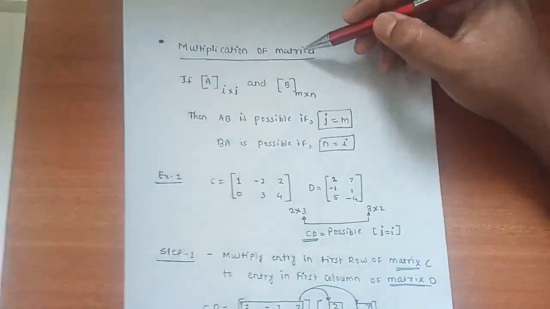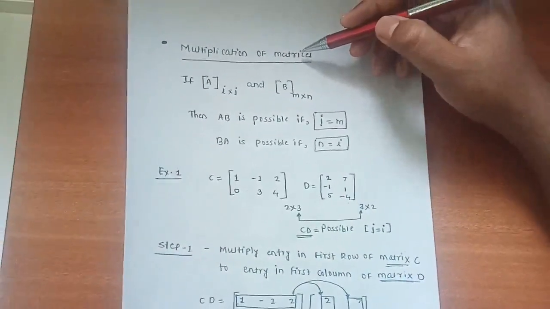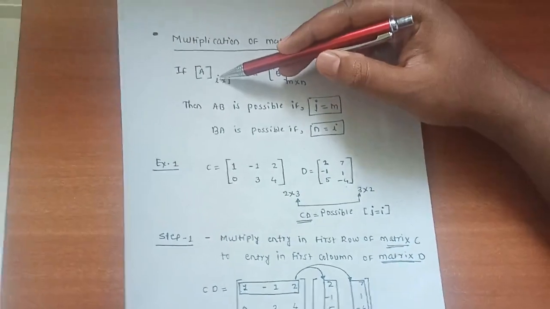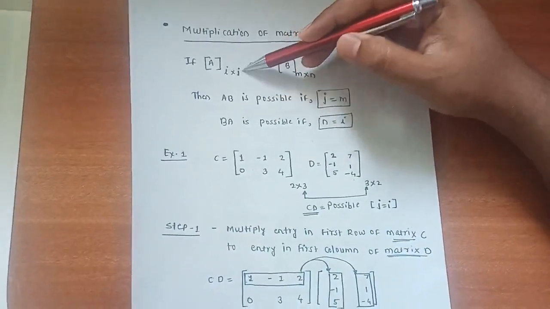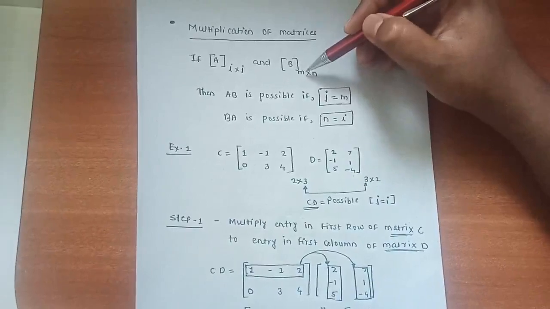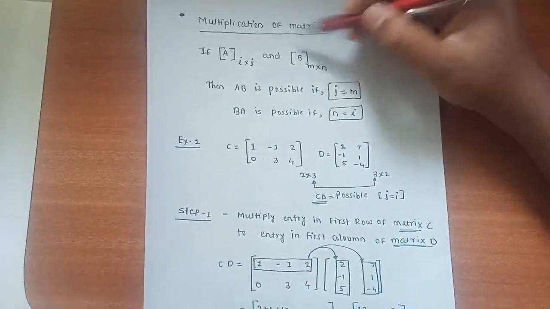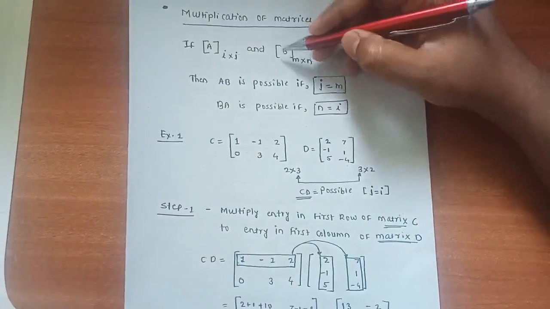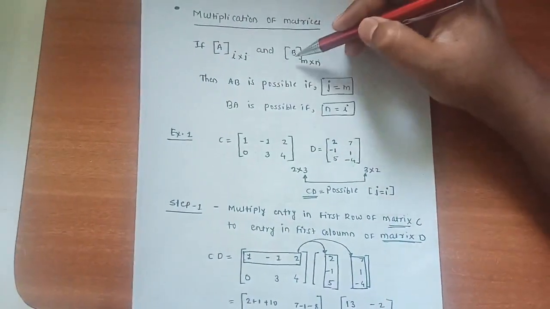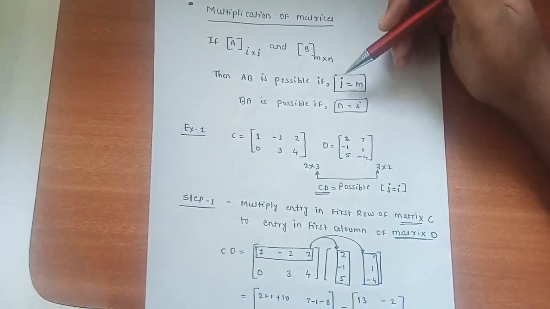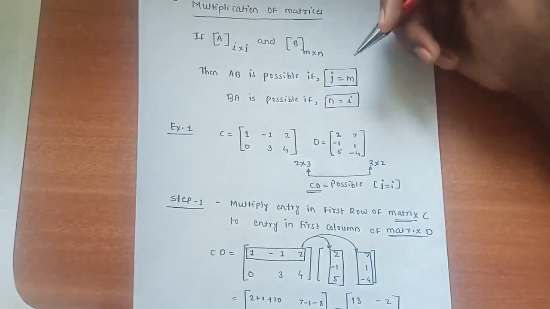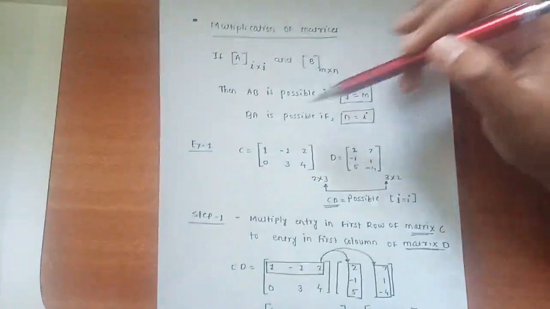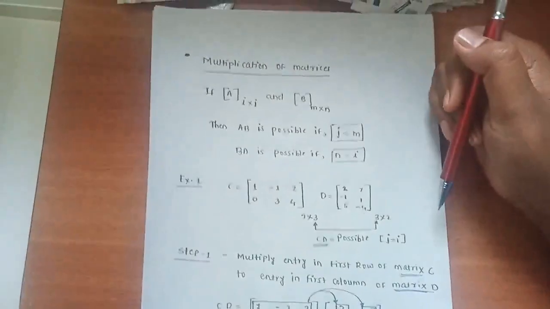Next is multiplication of matrices. Now we are given the matrix A of order I cross J, and B of order M cross N. No need to get confused about the notation I, J, M, N. These are the most preferred notations in your books, whether CBSE, State Board, CIE or whatever. Next, we'll see how we can multiply two matrices.